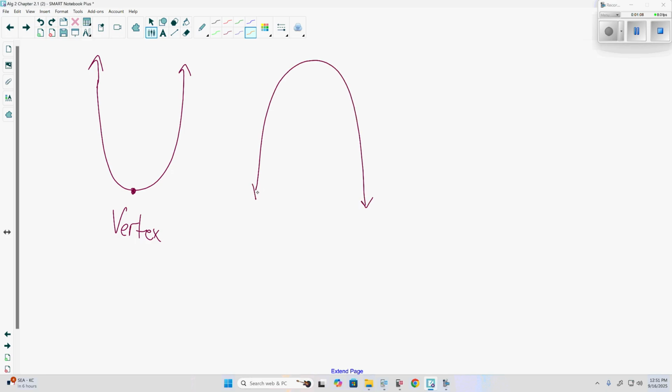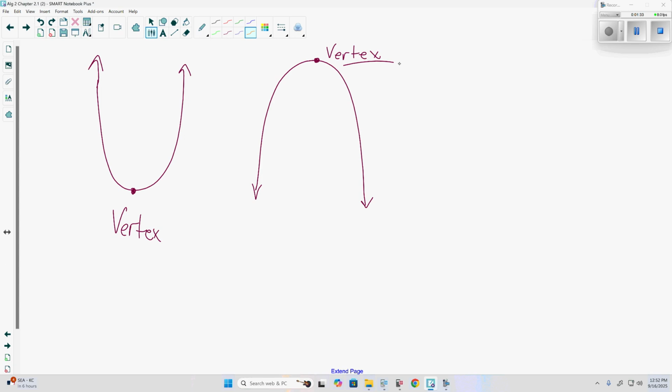Same thing is true if it opens down. The vertex is the highest point, the biggest point, when it opens down. The main way we know if it opens up or down is if the value of A is positive or negative. If the value of A is positive, it's going to open up. If the value of A is negative, it will open down. It's all of our reflection across the x-axis.